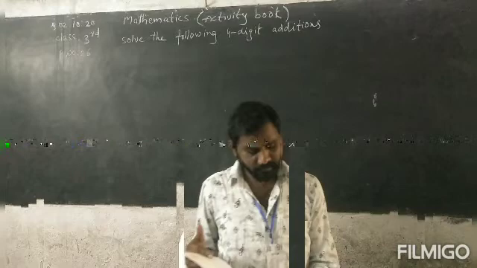5800 plus 2000. See here, here 100 plus 0, here 100 plus 8, here 1000 plus 2, here 1000 plus 5. So 2 plus 5, 7. 7800. See here, 5800 plus 2000. 0 plus 0, 0, 0 plus 0, 0, 8 plus 0, 8, 5 plus 2, 7. So what do we get beta? 7800.